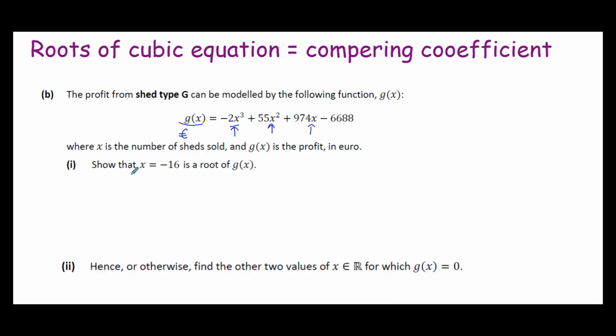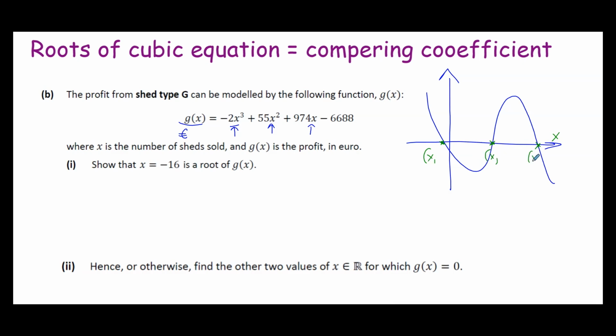So first thing, we are told that we have to show that x equals minus 16 is a root of g(x). So we have to understand what is the root. In a cubic equation, well, in any equation really, the roots are the places where the graph cuts the x-axis. Now, it's going to be a different value of x for each of these roots. However, the value of y is always going to be 0. So we have one pair, minus 16 and 0.